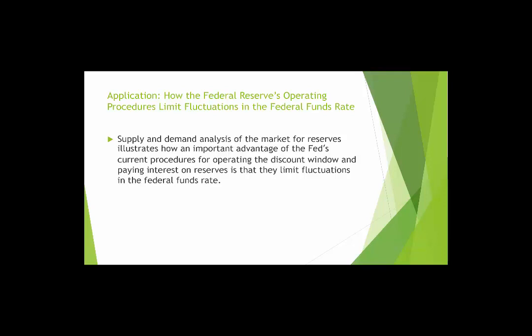So the supply and demand analysis that we've done shows that what the Fed's done is basically it sets the discount rate and it sets this interest rate on excess reserves. And what that essentially does is to set a band over which the Fed funds rate can operate. So it limits those fluctuations that might occur otherwise in the Fed funds rate.